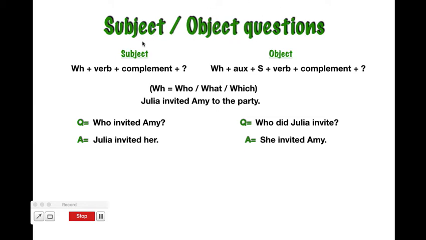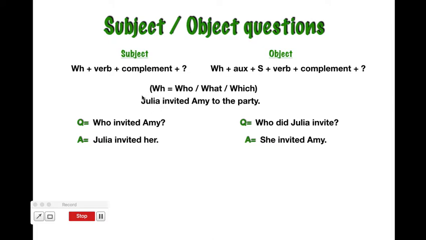First, before starting to see the structures, we are going to remember what is a subject and what is an object, talking about sentences or about grammar. If you don't remember, I will remind you. A subject, here we have an example, okay, a sentence.